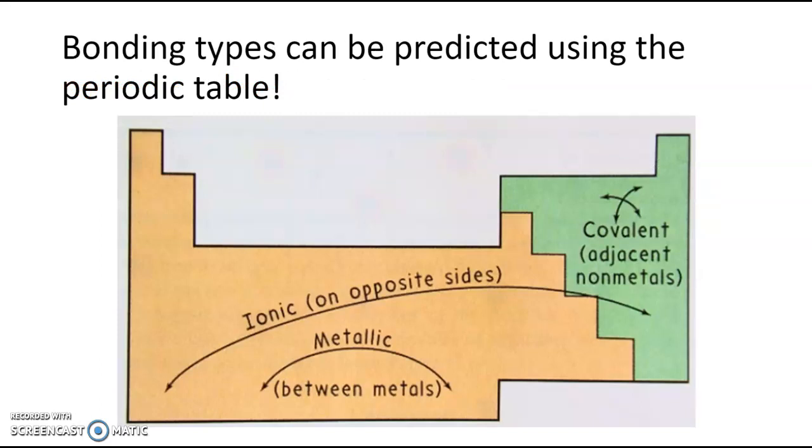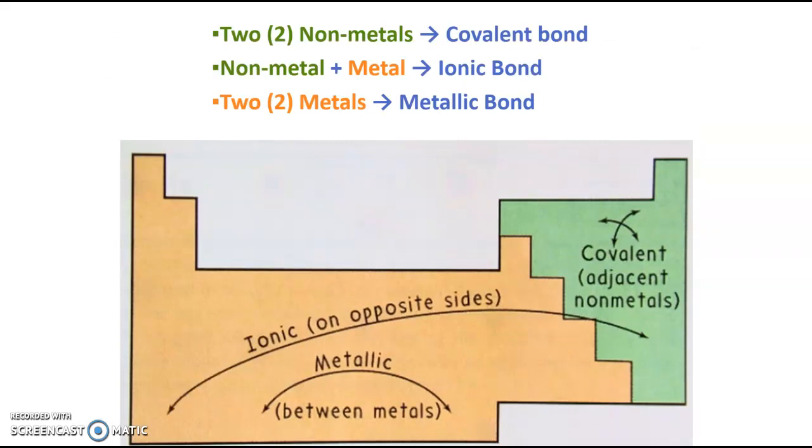Bonding types, whether they are covalent or metallic or ionic, can be predicted using the periodic table. So if you have one metal shown in orange and one nonmetal shown in green, it's an ionic bond. If you have two nonmetals shown in green, then it's a covalent bond. If you have two metals shown in orange, it's a metallic bond. So this slide shows that little summary of what I just said out loud. All right, and so you will be asked to predict what kind of bonds different elements will form based on their location on the periodic table.